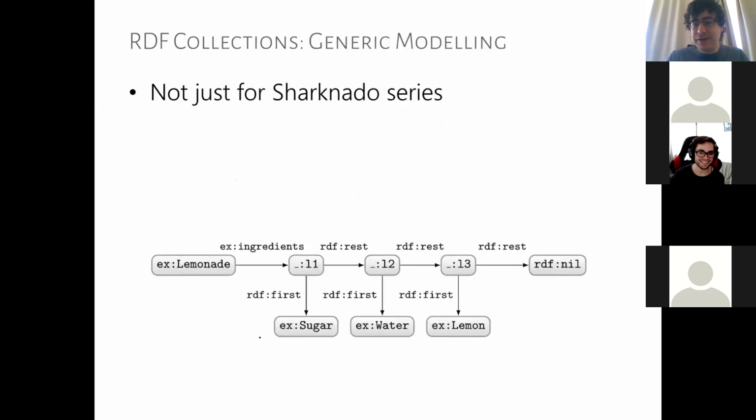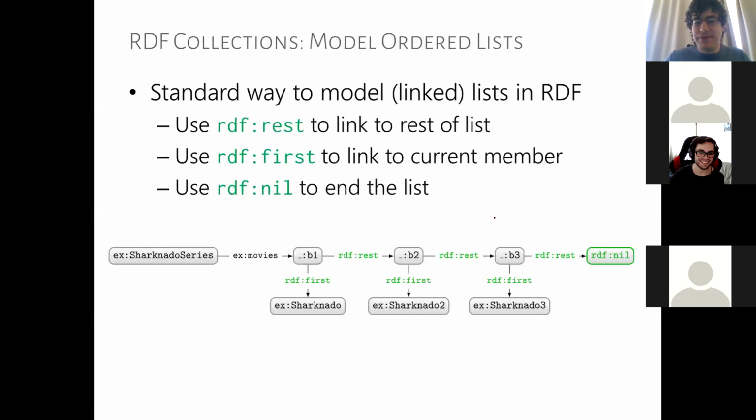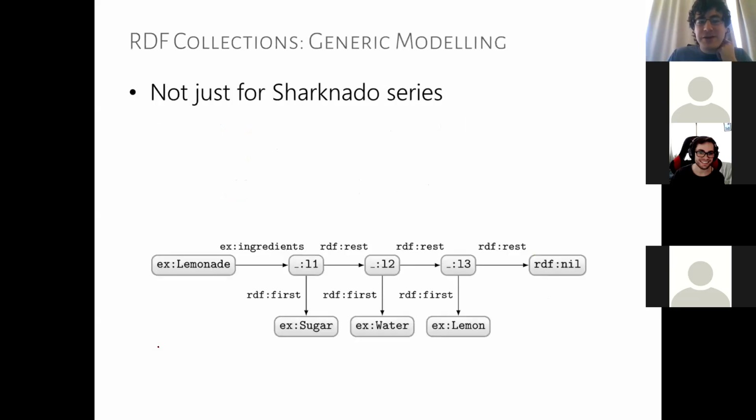So once we have this standard way, of course, we're not just using this for this one example of modeling the movies in order of the Sharknado series, which of course is a very important use case. But we can also use the same vocabulary, the same sort of modeling, for example, for the ingredients of a recipe to indicate that we should first add sugar and then water and then add lemon to make lemonade, because otherwise it won't taste good. So we can use this list for modeling general lists in RDF.